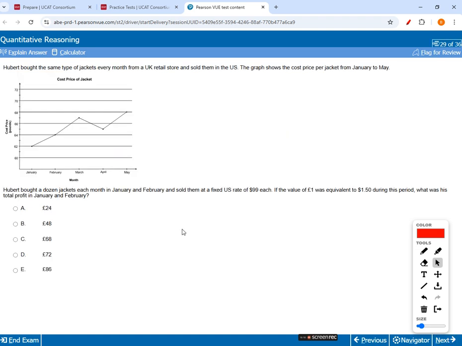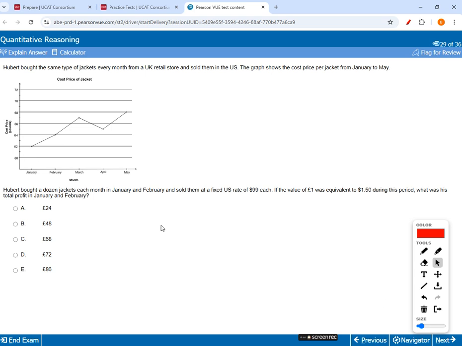Right, okay, so here we are. Hubert bought a single jacket every month for 6 UK. So he bought from UK, sold them in US. Great business idea. The graph shows the cost per jacket from Jan to May. Hubert bought in the months of Jan and Feb and sold them at a fixed rate.